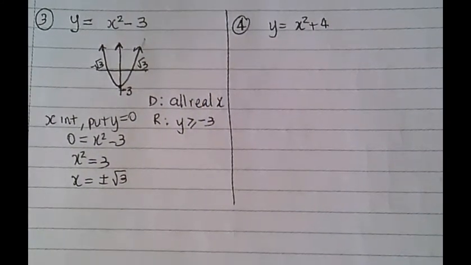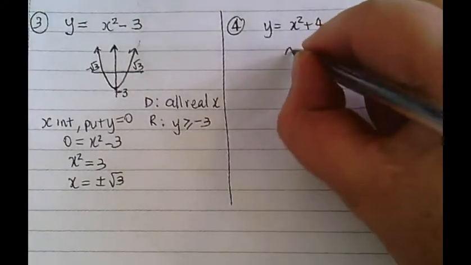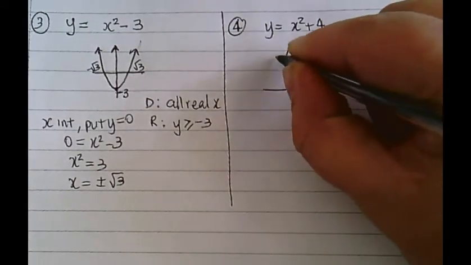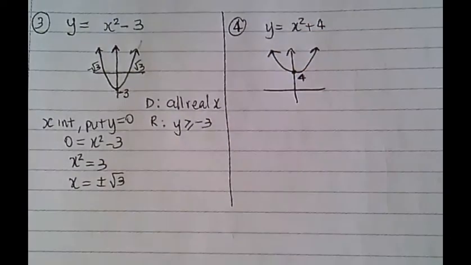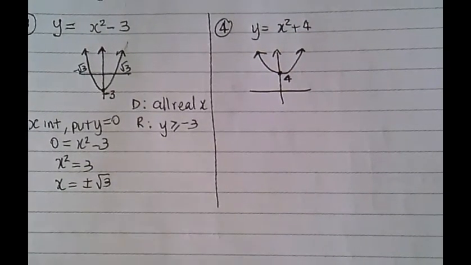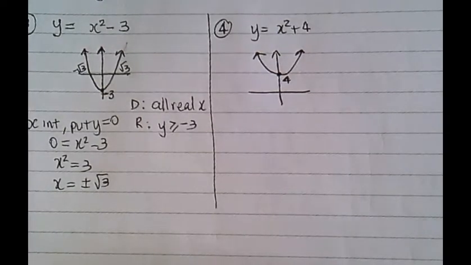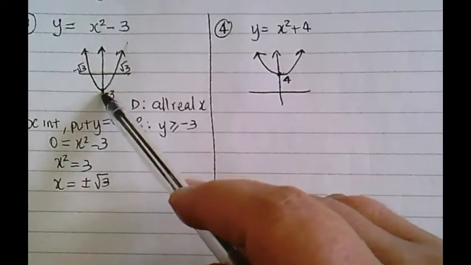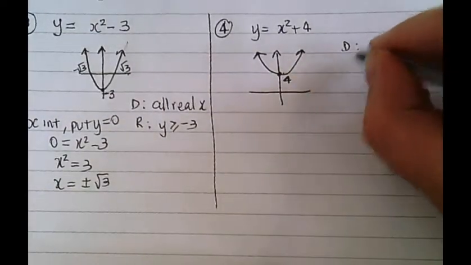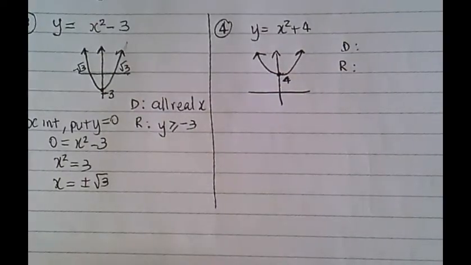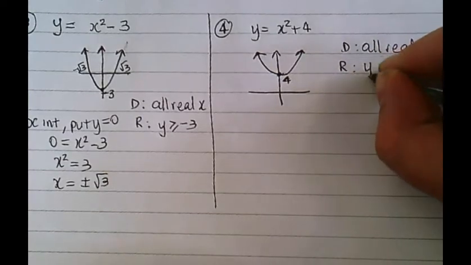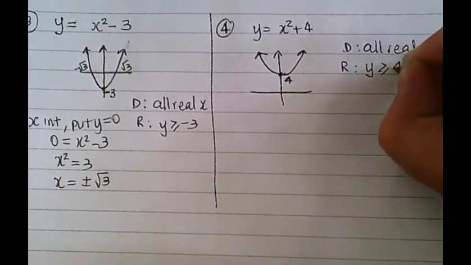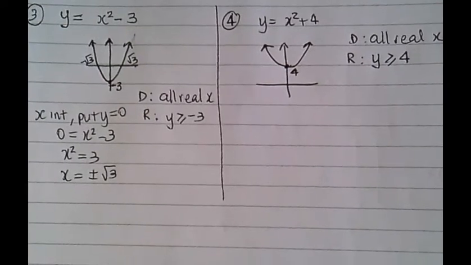Let's look at the graph y equals x squared plus 4. It's the x squared curve shifted up 4. Doesn't have to be to scale. Looks like this. There are no x-intercepts. We know the y-intercept is 4. Here we know the y-intercept is -3. What's the domain and the range? Domain, it's all real x. Range, y is greater than or equal to 4.